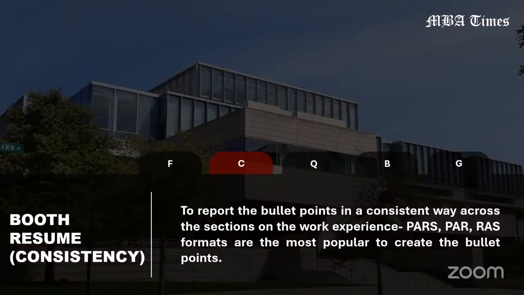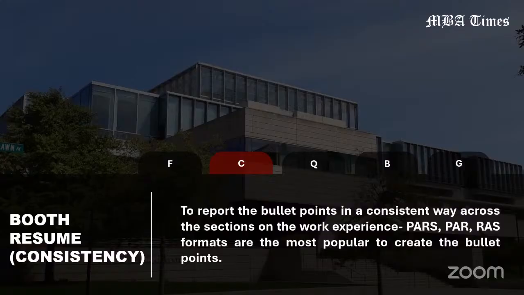RAS stands for results, actions, and skills, where putting the results first helps you make the impact come first. In case someone is skimming through your resume, they can get surprised as to how you managed to do that. And it makes them more curious, so maybe they will read your resume more. So that's an understanding that many people have.